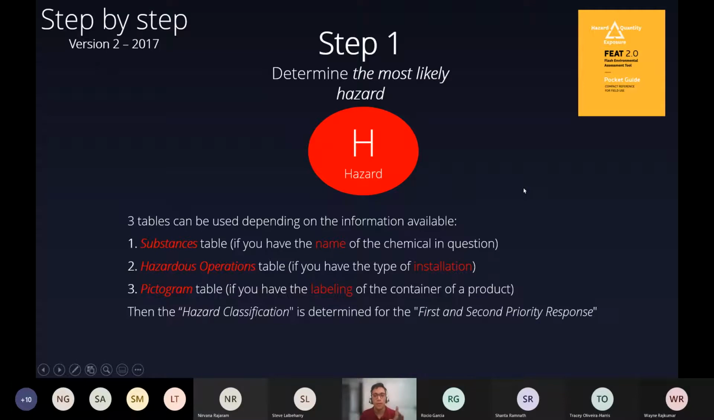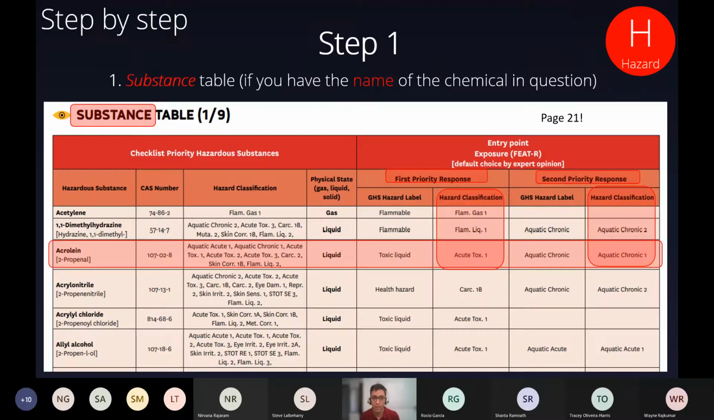So I'm going to show you in which pages you can find the three tables. The first one is the substance table. It is on page 21. Depending on the substance, let's say it's acrolein or allyl alcohol, or benzene, or any chemical substance that is on this table that has 9 parts, so it's a kind of long list, you can find the type of substance that is being used.